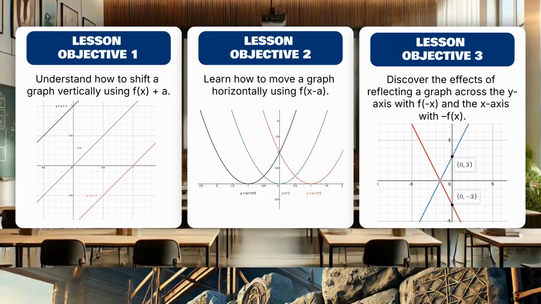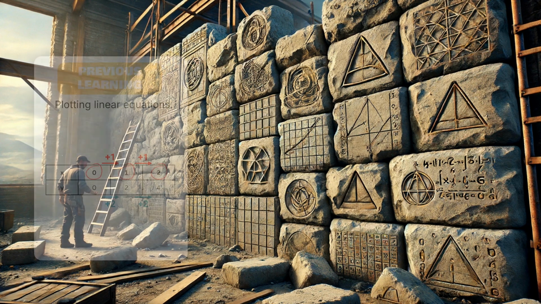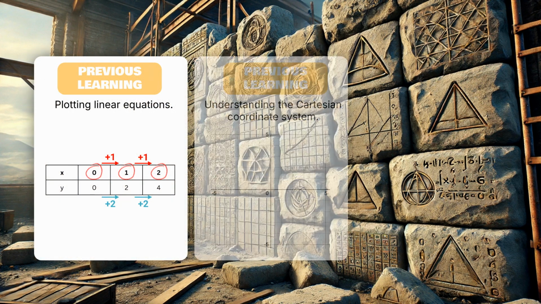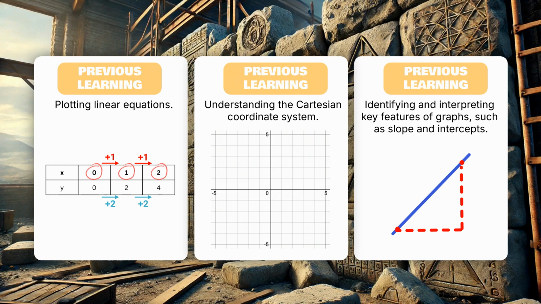uses. So far, we've established a solid foundation in basic graphing concepts by covering plotting linear equations, understanding the Cartesian coordinate system, identifying and interpreting key features of graphs such as slope and intercepts. With this foundational knowledge, we're now ready to delve deeper into graph transformations. This technique is essential for efficiently analyzing and manipulating functions.